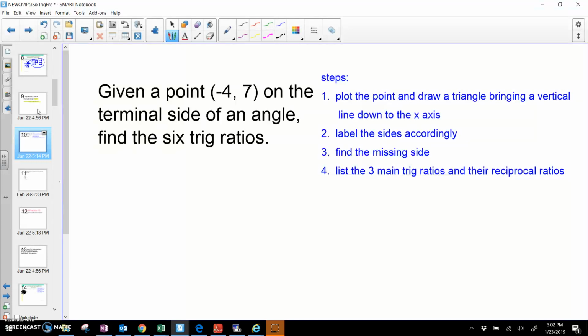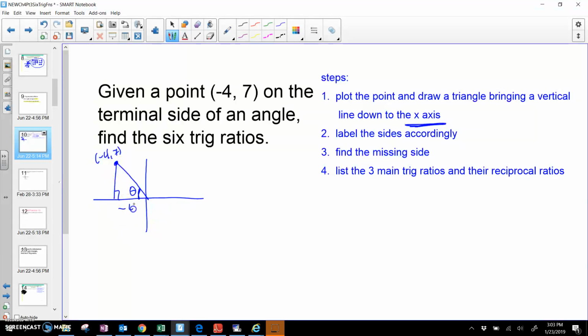So we're going to plot the point and draw a triangle. Again, we're going to deal with the reference angle. So the angle from the x-axis is key. So -4, up 7 is over here. That's the point I'm talking about, so I connect it to the x-axis because I'm dealing with the reference angle. I'm always going to build an acute triangle, actually, from where it starts. So here's my right triangle.